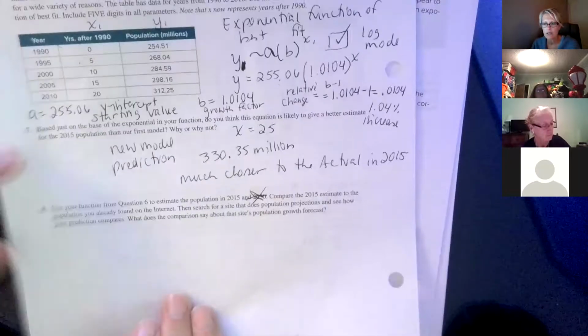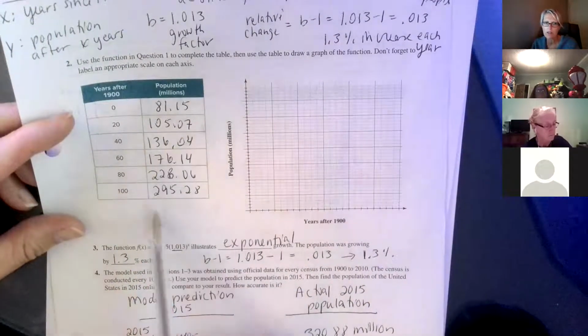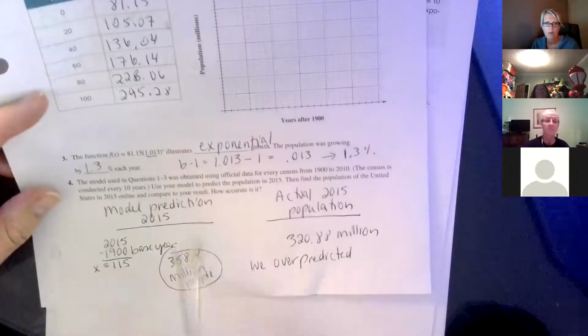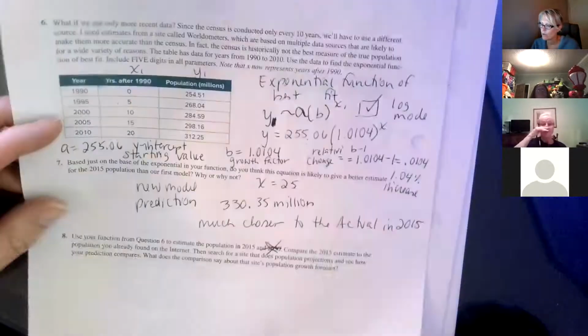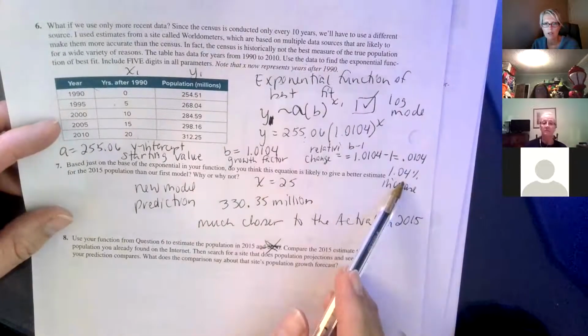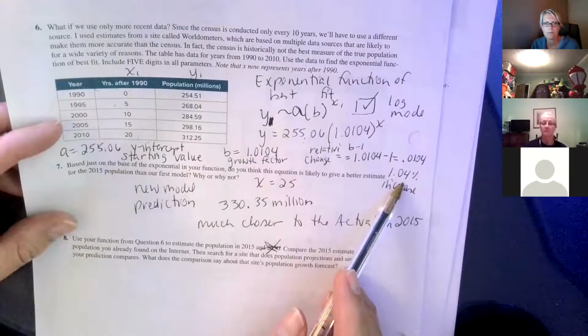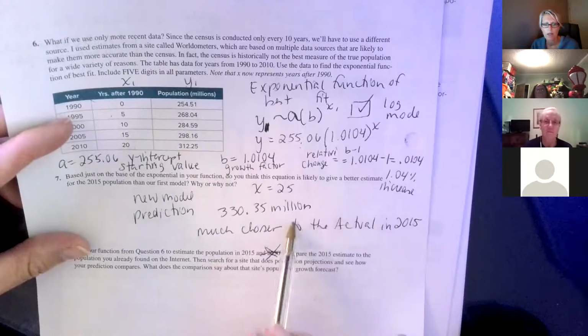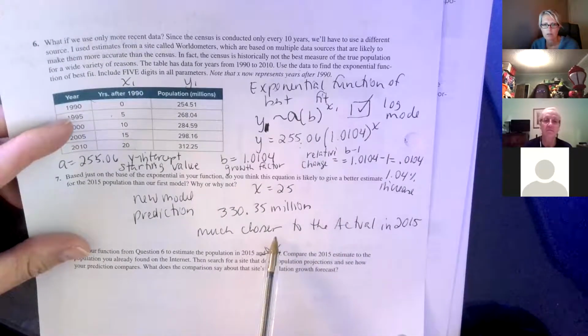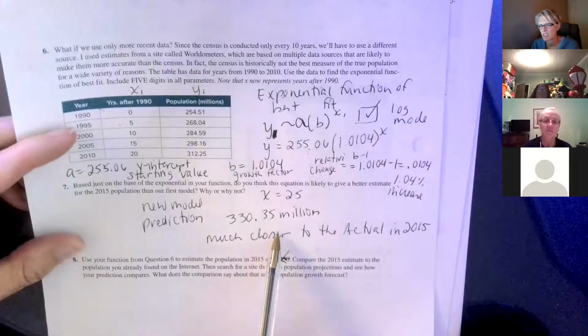But we can see here, the older data was probably pretty accurate for the first 100 years, but then we stopped growing by that 1.3%, it lowered. So this 1.04 is much closer than the other. So it's probably even less than that, really.